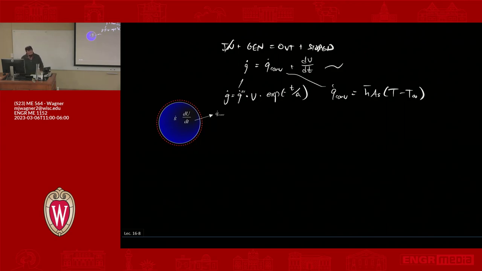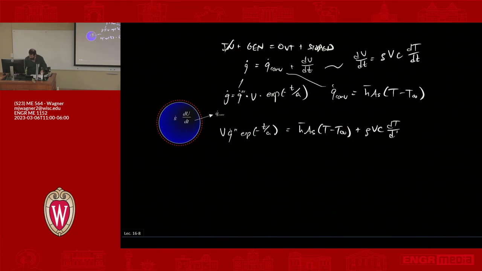And then dU dt, that's going to be d capital U dt, that is density times volume times specific heat times dT dt. Okay, so we now can go through, add up this stuff, and we have our ordinary differential equation in temperature. So let's do that. We have V times G dot triple prime times exponential of minus t over a equals h bar A_s times T minus T infinity plus rho V c dT dt.